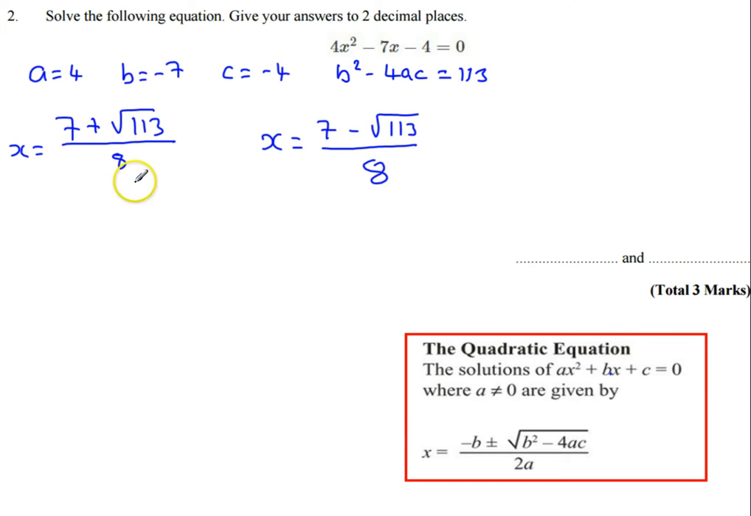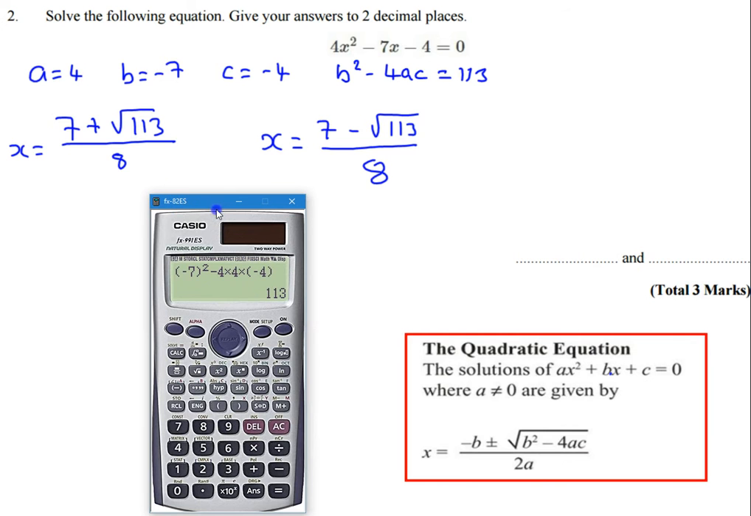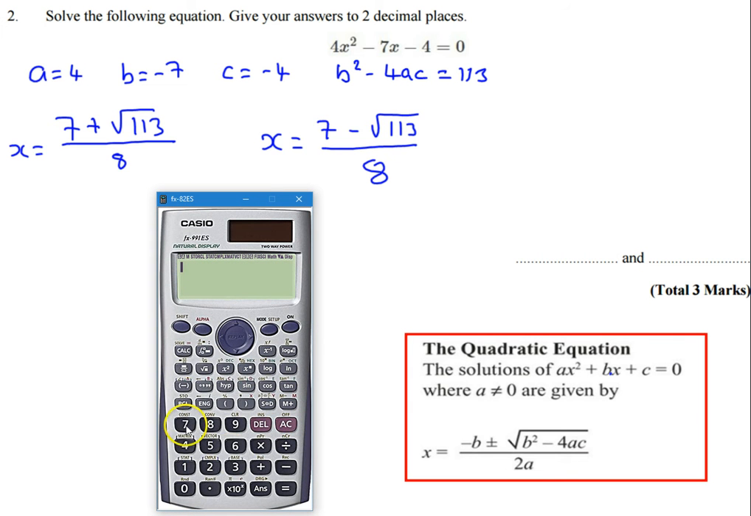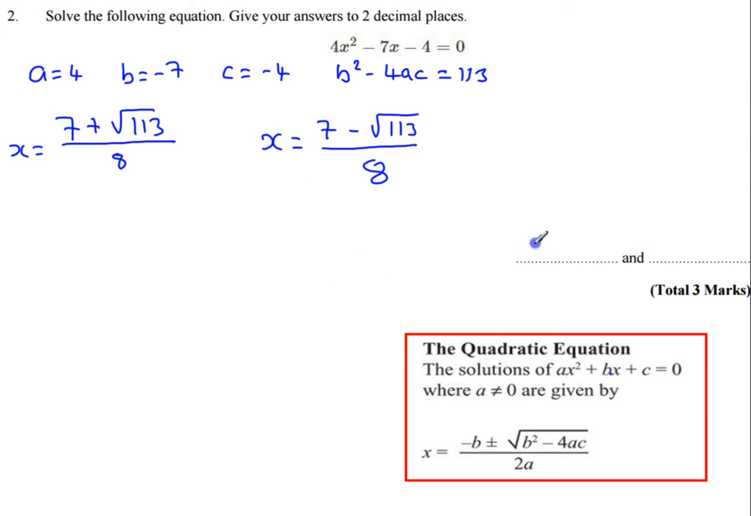I'm now going to work out these as decimals to 2 decimal places. So in my calculator, and I'll use my fraction button, I've got 7 plus the square root of 113 divided by 8, and that gives me, to 2 decimal places, 2.20. So one of my solutions is going to be 2.20.